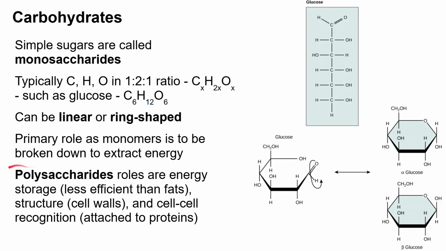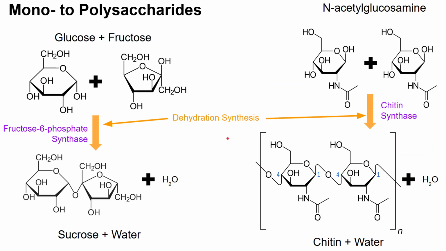Now, polysaccharides do a lot of different things. We can do energy storage. They're less efficient than fats because they have a lot of these OHs here, but they are often used for that, structure, and then also recognition between cells. So in order to go from monosaccharides to polysaccharides, we go through a process called dehydration synthesis.